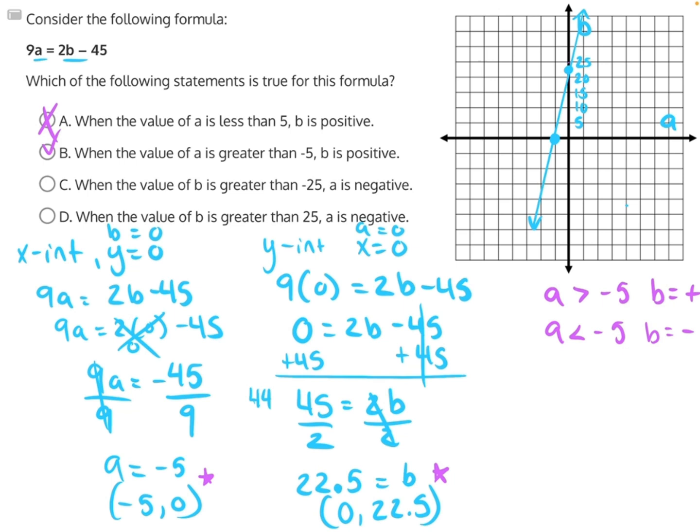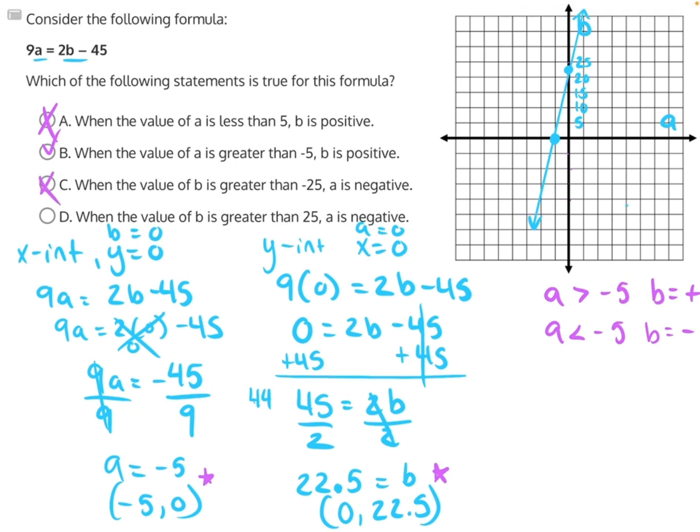C says when the value of B is greater than negative 25, which would be 5, 10, 15, 20, 25 down here, A is negative. So everything that is greater than this value. So let's take a look at all of our A values. We have some negative A values over here. In fact, let me do a better circle. All of these A values on this side of the y-axis are negative. But then we do eventually cross the y-axis and get positive A values. So the A values are not negative the entire time, and that makes C incorrect.